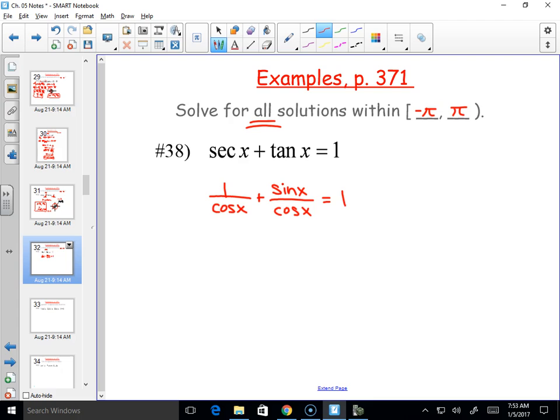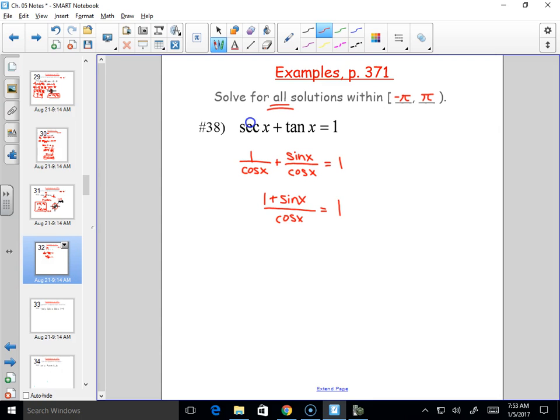Because with 1 over cosine and sine over cosine, with a common denominator, we use the reciprocal property and then the quotient property. We can put those together and have 1 plus sine of x all over cosine of x equaling 1. Hopefully from that last example you guys see this and say, wait, division, ew, who likes that? So let's multiply the cosine to the other side.